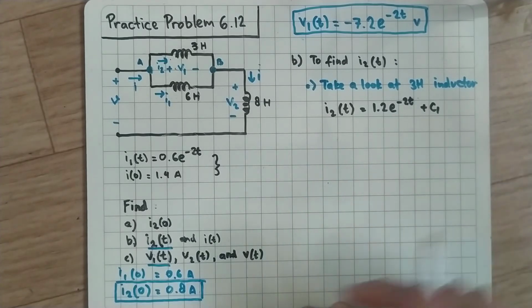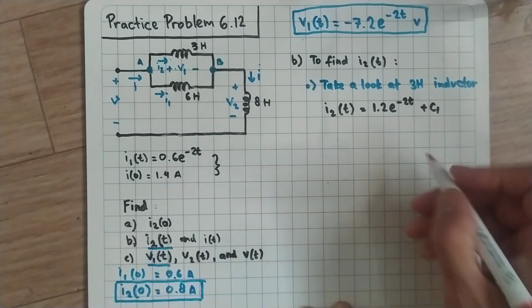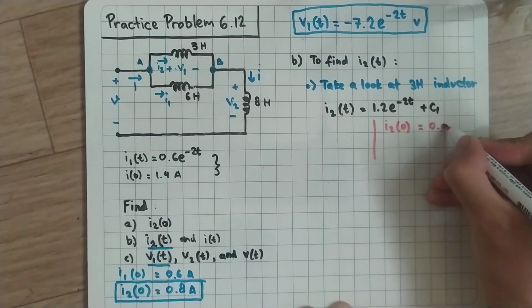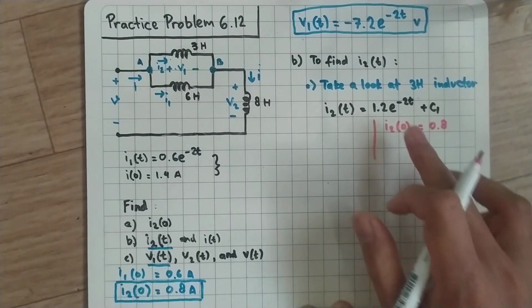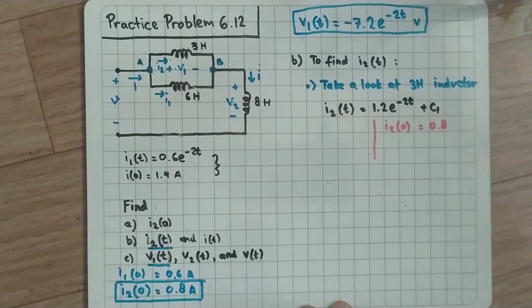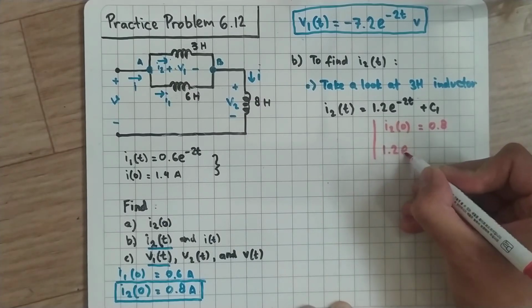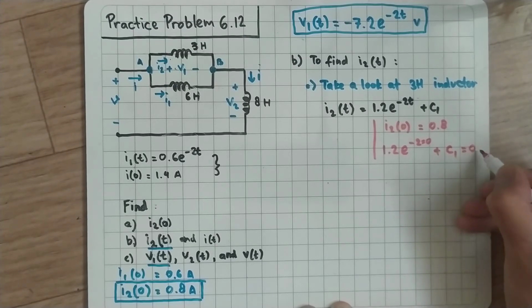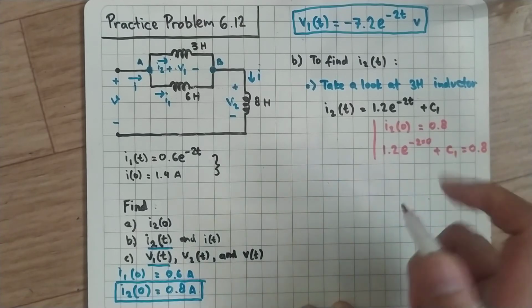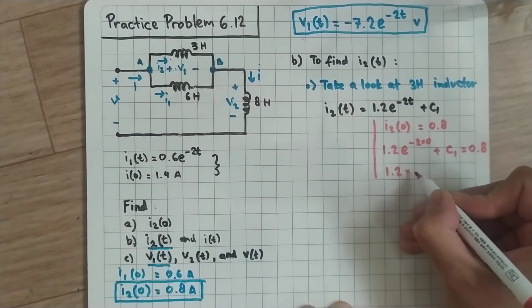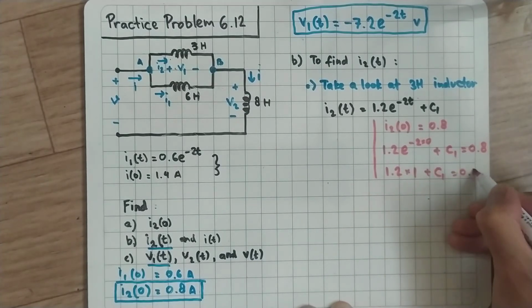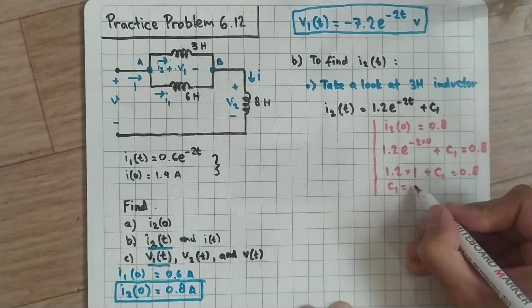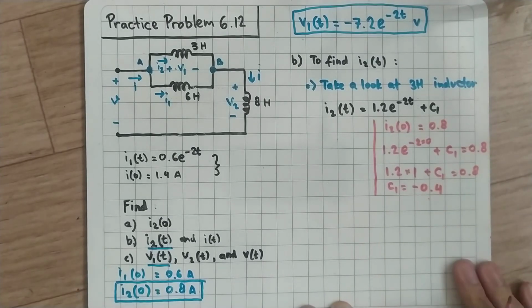Okay, how? Remember that we have I20 is 0.8 ampere, and I20 is this function when we plug 0 into this t variable. So we will have 1.2 e to the minus 2 multiplied by 0 plus C1 is equal to 0.8. Anything with the power of 0 will be 1. So I will have 1.2 multiplied by 1 plus C1 is equal to 0.8. And so C1 is 0.8 minus 1.2, which is minus 0.4.